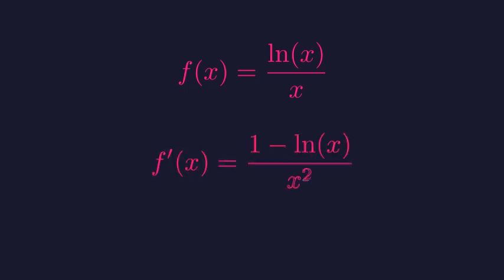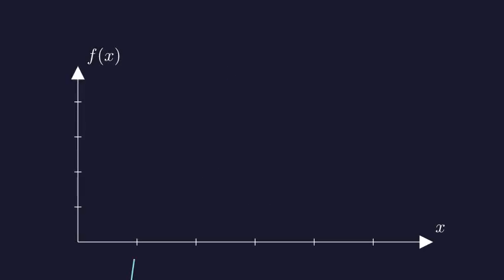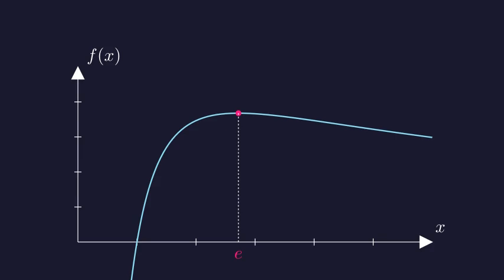Using the quotient rule, we find that the rate of change is determined by 1 minus the natural log of x. This derivative tells us that the function reaches its absolute peak when x equals the number e, which is approximately 2.718. For any x value larger than e, the derivative becomes negative, meaning the function is strictly decreasing. Visualize the graph rising quickly to a peak at e and then slowly sliding downwards forever.